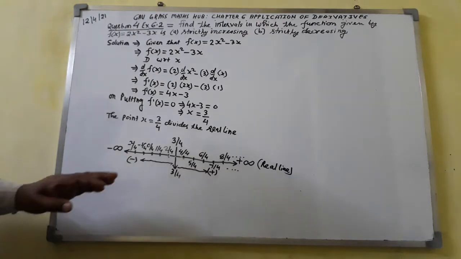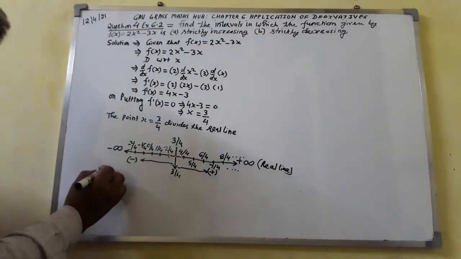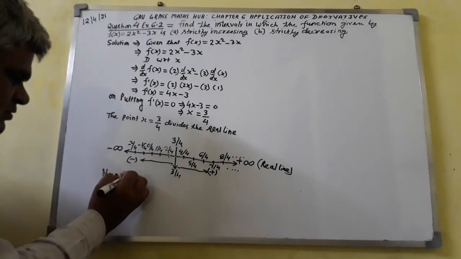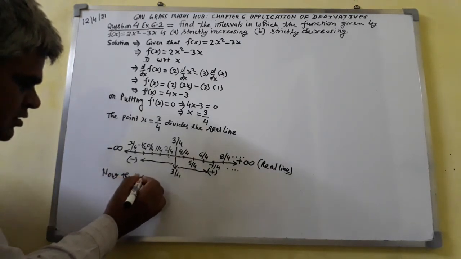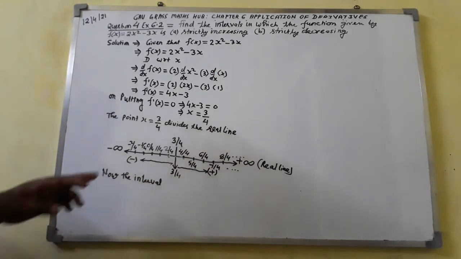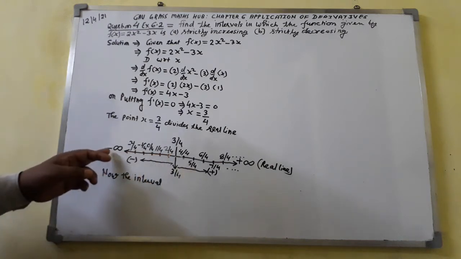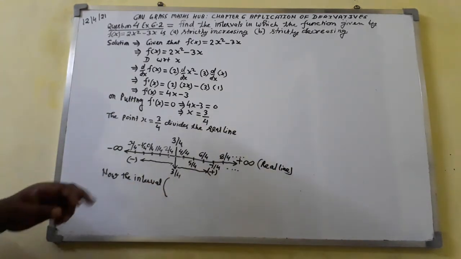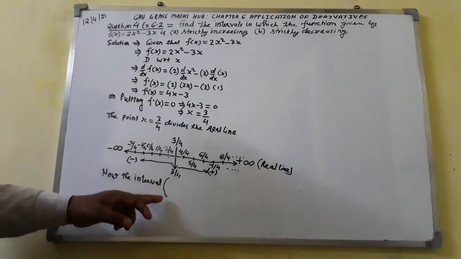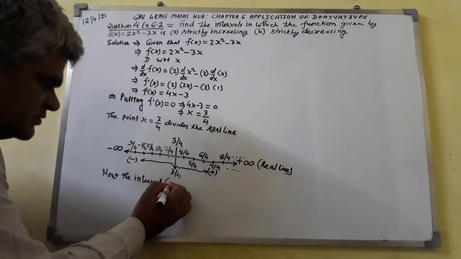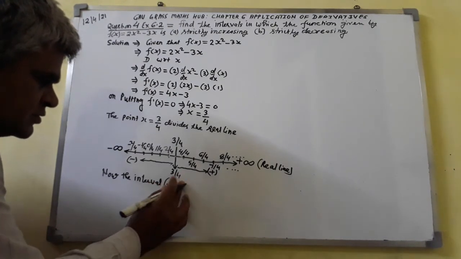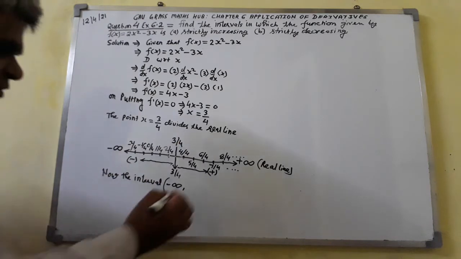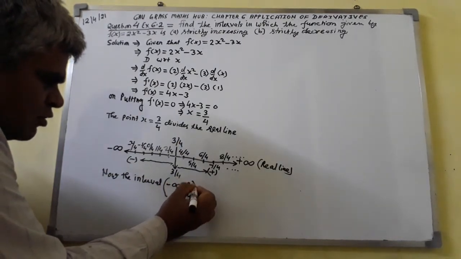Now, first of all, I shall take the interval: the open interval minus infinity comma 3 over 4.